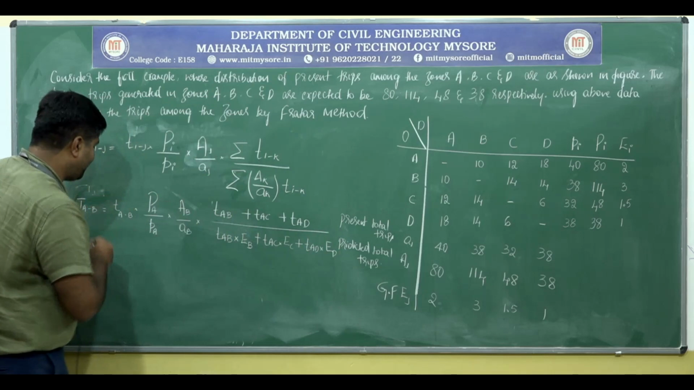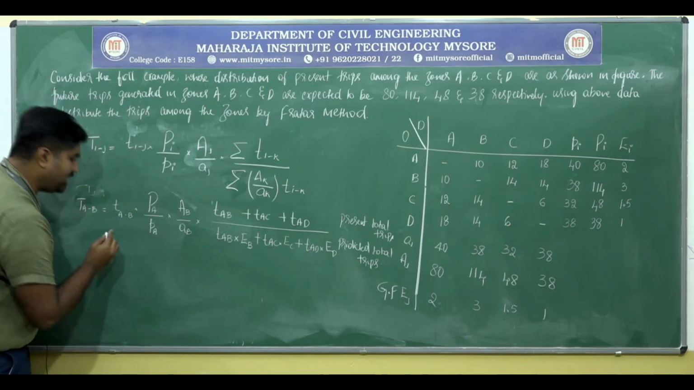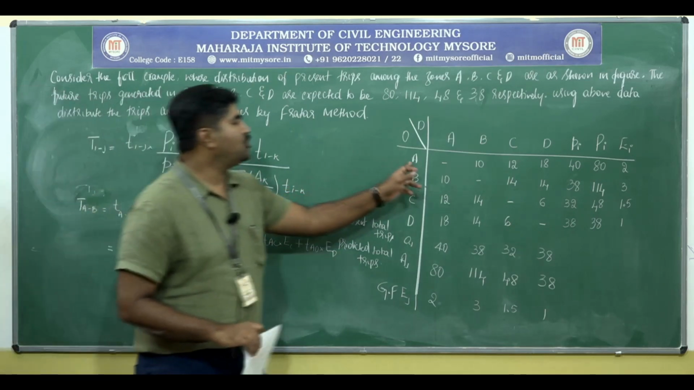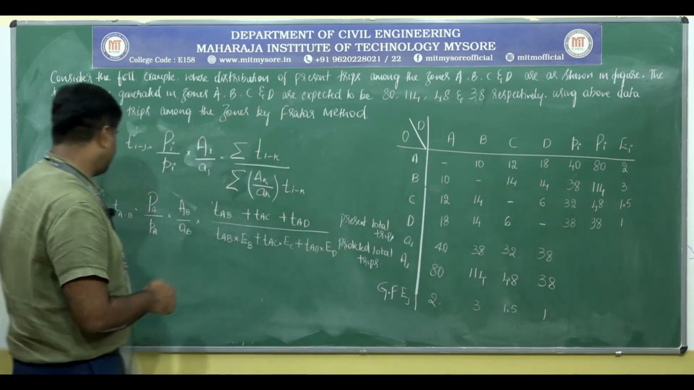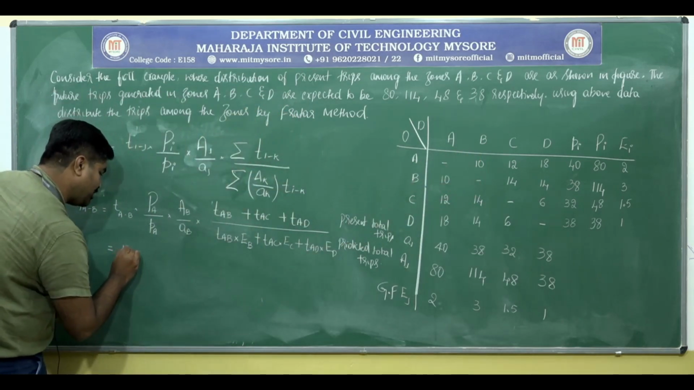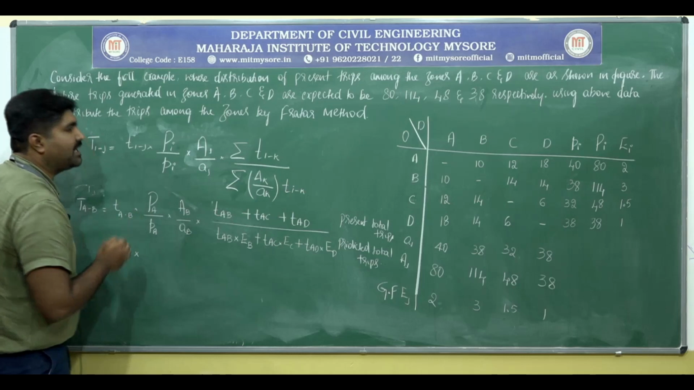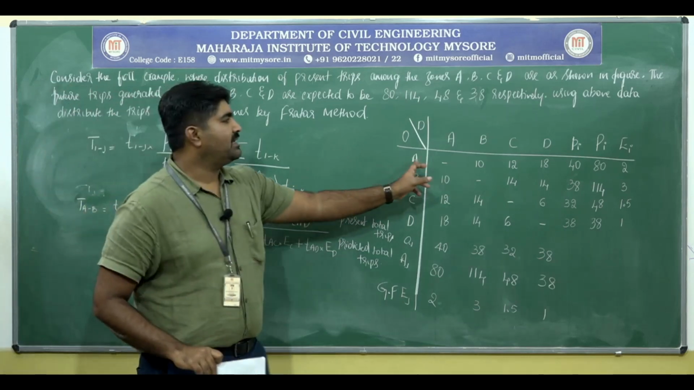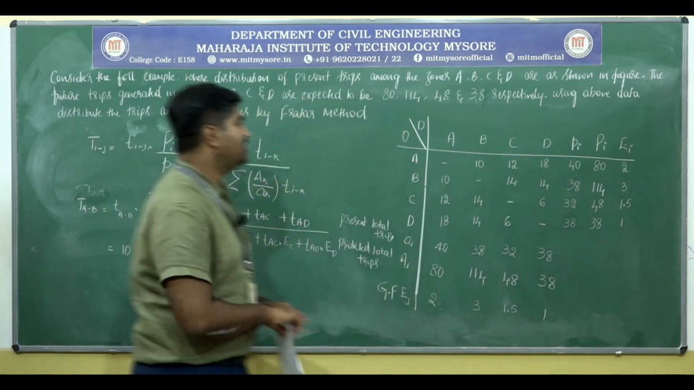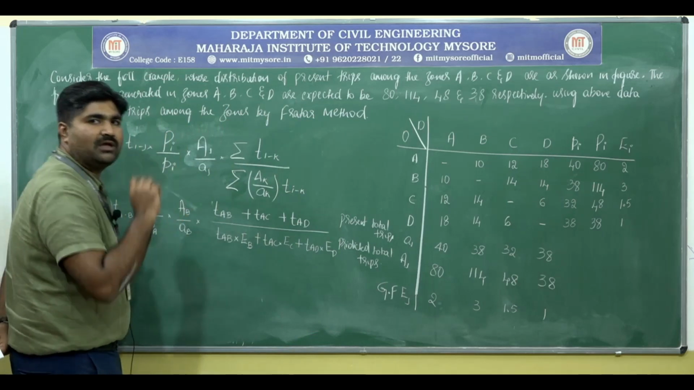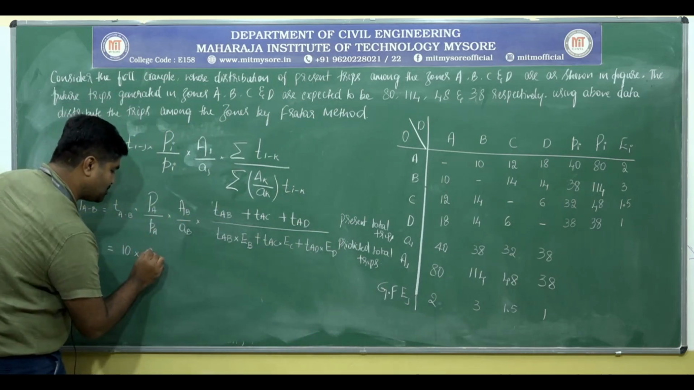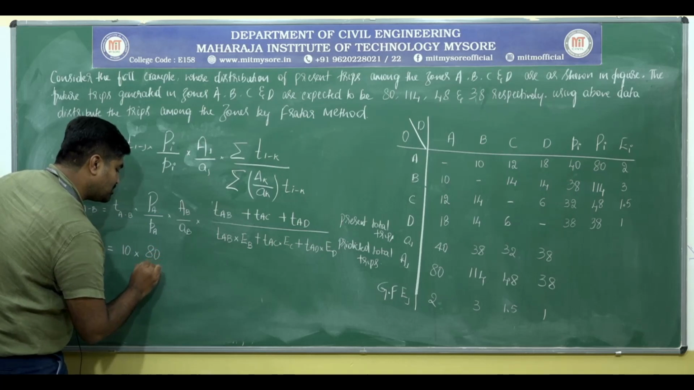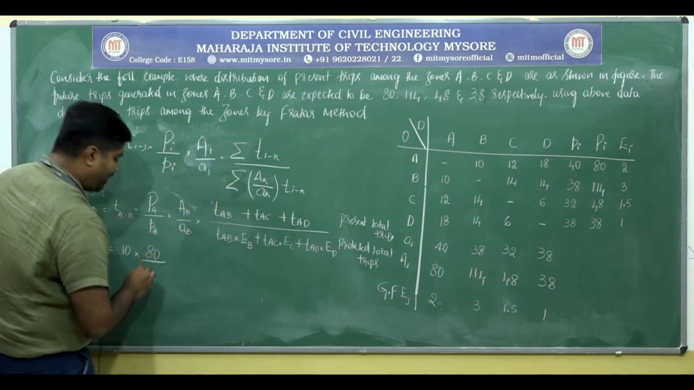Okay, now I will apply the values. You can observe here T A to B, the trips between A to B, that is 10. Capital P I for P, it is 80, the predicted trips generated in zone I. Small p i, it is 40.